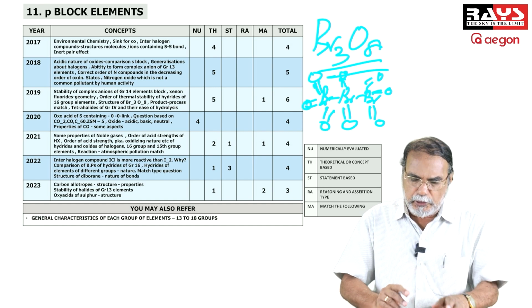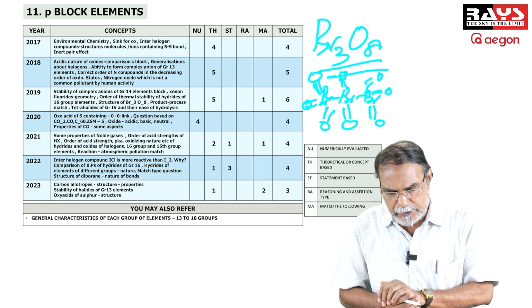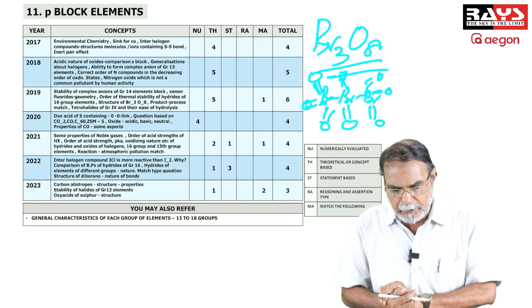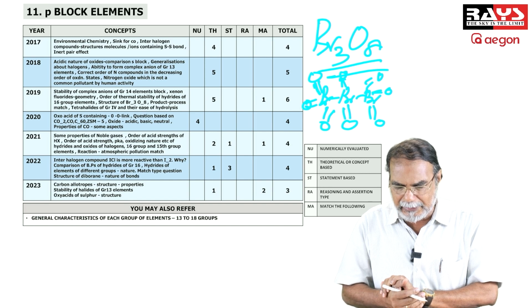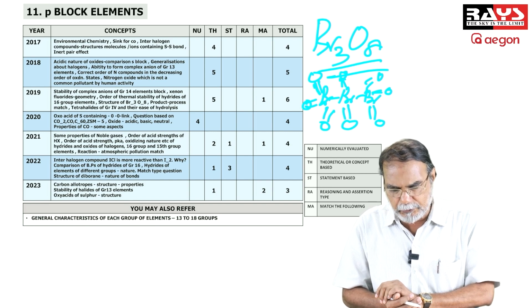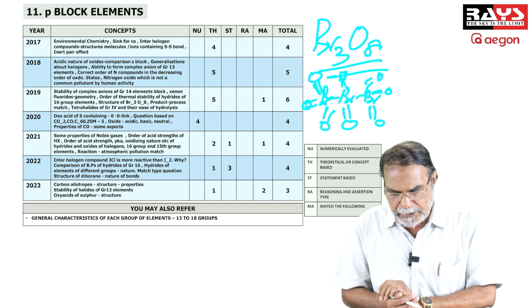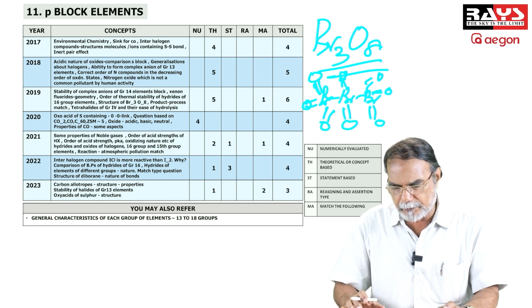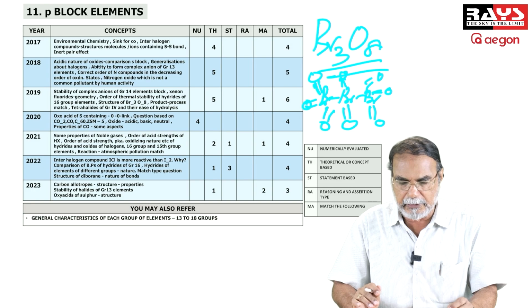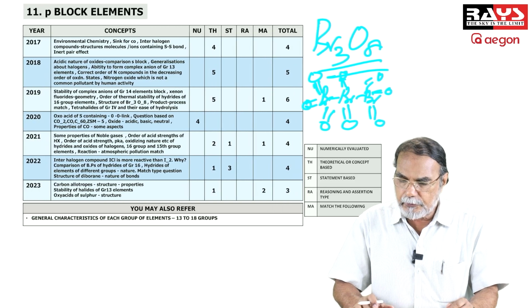Okay, and in 2023, last year, there was a question on the carbon allotropes and structure, and there was a question on the stability of halides of group 13 elements. And there was also a question on the oxyacid of sulfur and the structure. Altogether, there were 3 questions. Two were match type questions, and one was a theory-based question last time. So anyway, that is the discussion of the second year chapters.